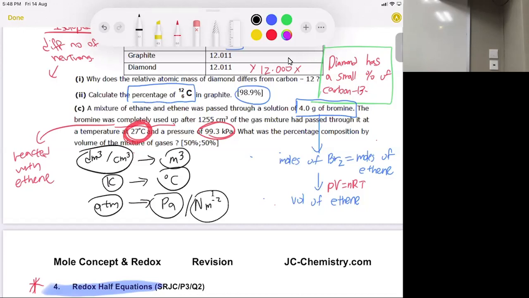Conversion. Kilopascal is just 1000 pascals. No need to convert anymore if it's in pascals, but for kilopascals you multiply by 1000. 1 atm is 101325 pascals.